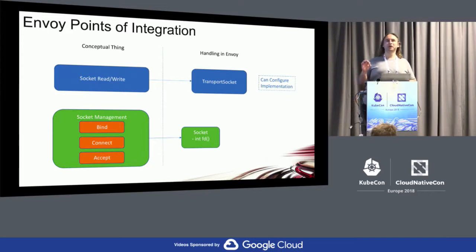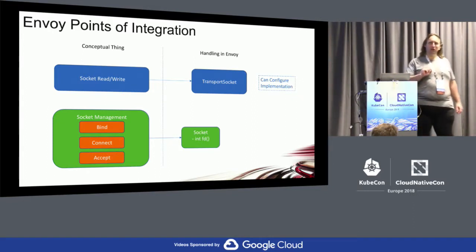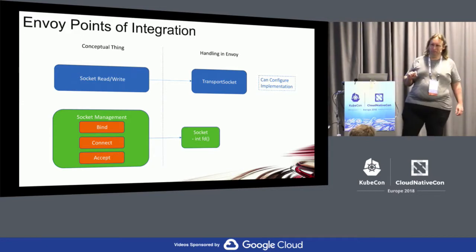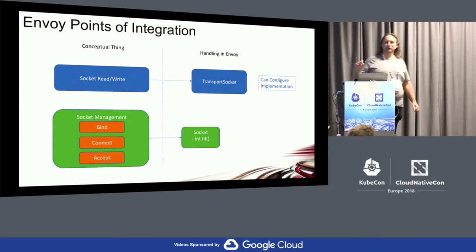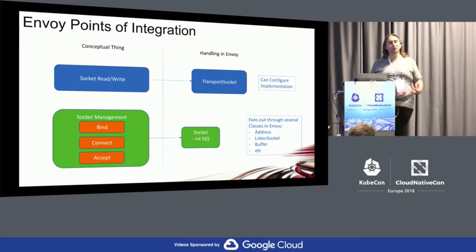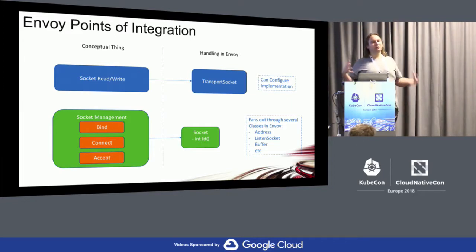it turns out that we're not the only ones who care about this problem. The folks from Google who are doing QUIC implementations also have the problem that passing around raw file descriptors is not great for them. So there is a strong desire to move away from this pattern in the Envoy community. But it currently fans out through a bunch of different classes in Envoy. Addresses, listener sockets, buffers, others, where a variety of places will take advantage of the raw file descriptor, which is a totally reasonable thing to do in a world where you're just accustomed to dealing with a Linux kernel. But as you expand your horizons, it becomes problematic.